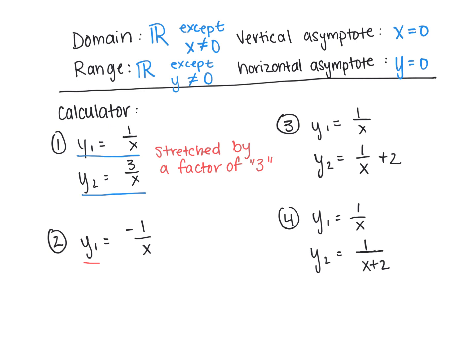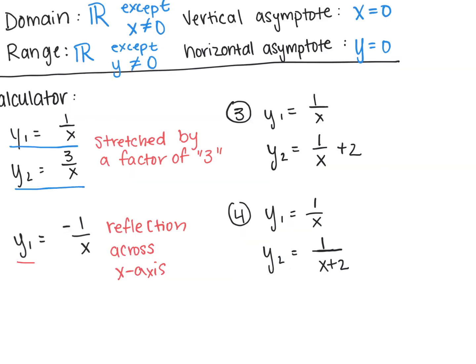If I do this, in my graph, you'll see that there was a reflection across the x-axis. So clear y2 out, right?